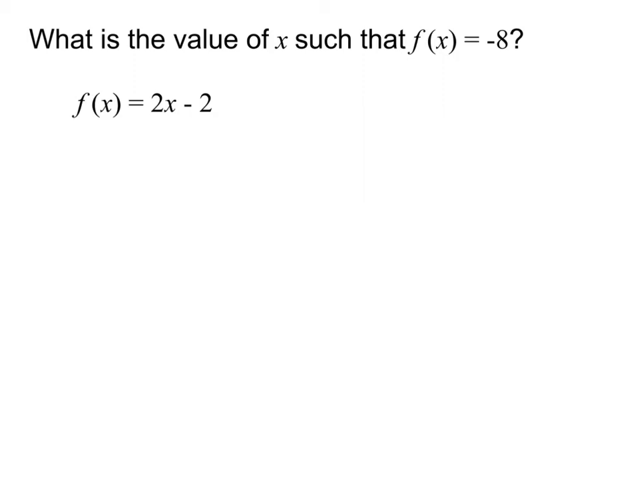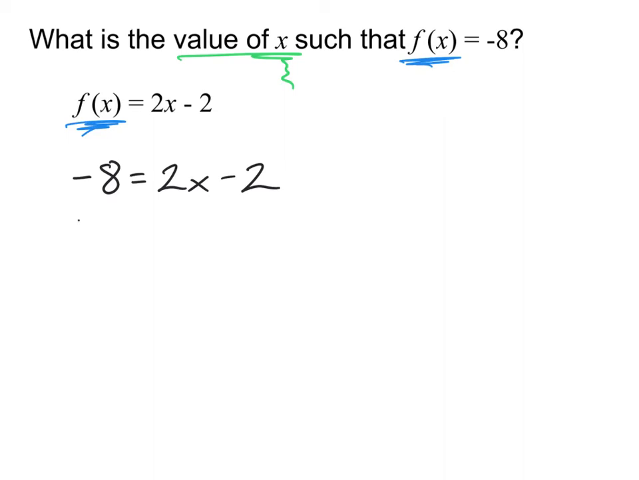Notice f of x equals negative 8. F of x is over here. That's what I'm going to be replacing with the negative 8. And so in this problem, I'm going to write negative 8 equals 2x minus 2. Notice all I'm left with in my equation is x, which is a good thing because it's asking what is the value of x. And so if I now solve this out, I will figure out what that value of x is.